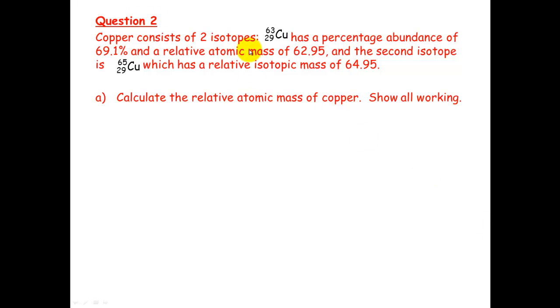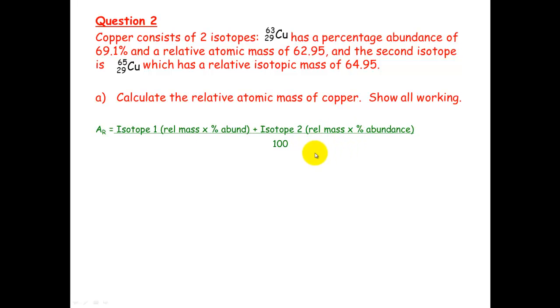Question 2. Copper consists of 2 isotopes, which is copper 63, which has a percentage abundance of 69.1% and a relative atomic mass of 62.95, and the second isotope is copper 65 with a relative isotopic mass of 64.95. The question asks you to work out the relative atomic mass of copper. So we get our formula, which we know. Relative atomic mass equals isotope 1's relative mass times percentage abundance plus isotope 2's relative mass times percentage abundance, all divided by 100.